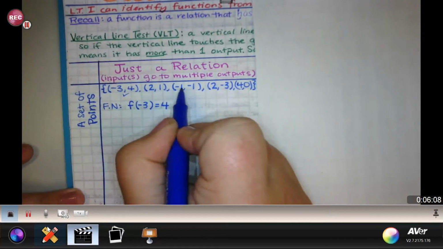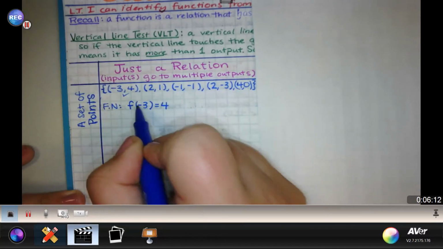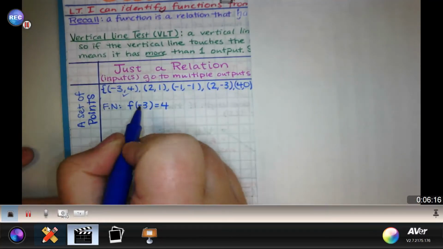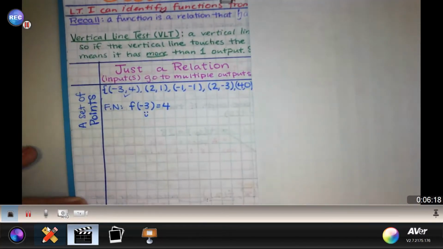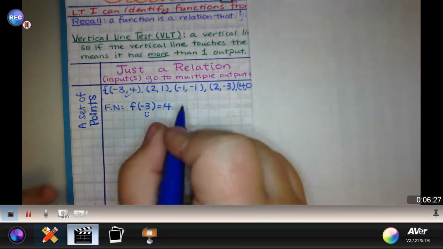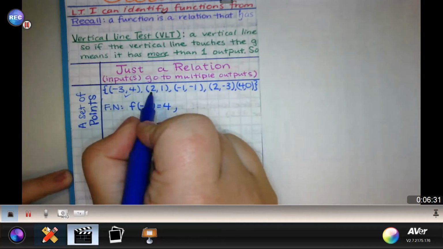2, that's not negative 3. Negative 1, that's not negative 3. 2, that's not negative 3. And 4. Okay, so far, this is good. We like this. Because we know that it will always be predictable. Whenever the input is negative 3, the output will always be just equal to 4. Then we go to the next one, 2.